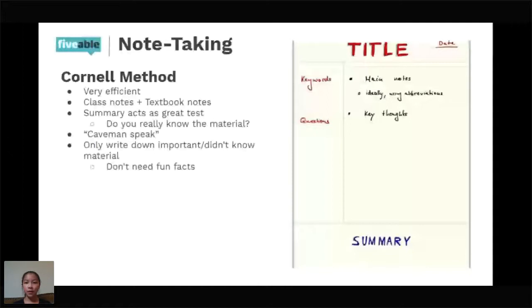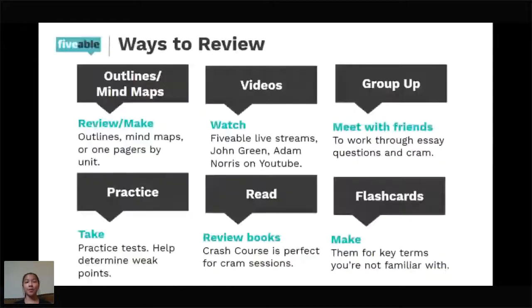So, okay. So ways to review. Usually I'll do my Cornell notes, and then when I get home, I'll make outlines or mind maps out of them. And that's how I review for stuff. So with outlines and mind maps, I'll have examples in the next couple of slides. And so just reviewing and making them, even one-pagers, and I do them by unit or by topic, and it really helps me retain the info and understand what we're learning in class.